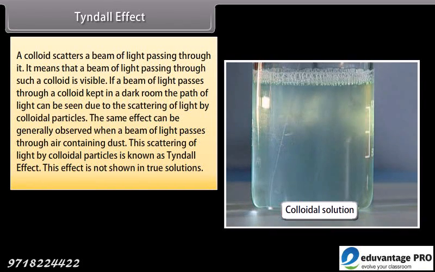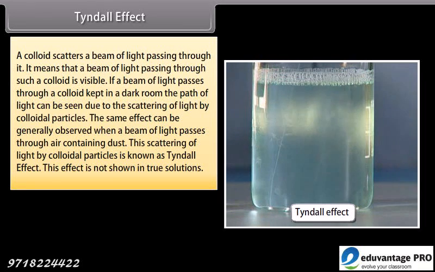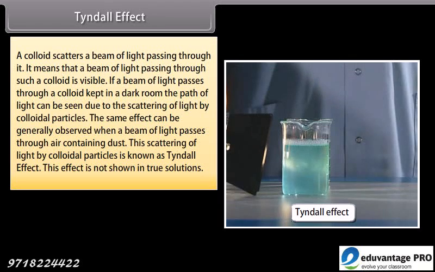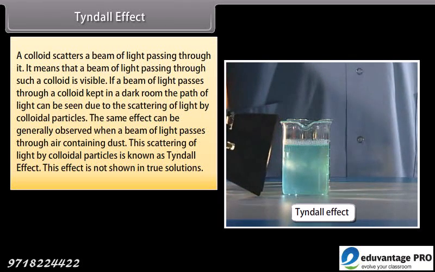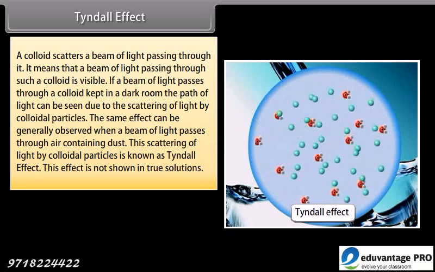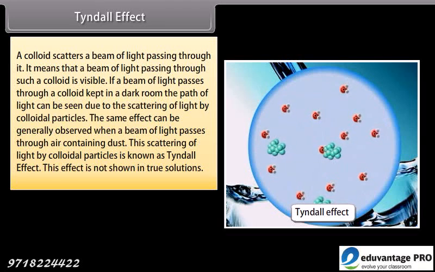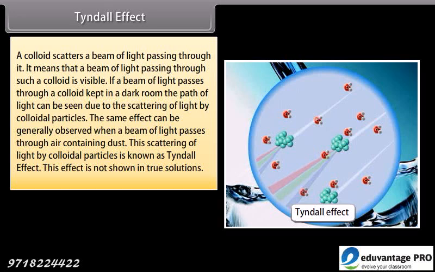Tyndall Effect. A colloid scatters a beam of light passing through it. It means that a beam of light passing through such a colloid is visible. If a beam of light passes through a colloid kept in a dark room, the path of light can be seen due to the scattering of light by colloidal particles. The same effect can generally be observed when a beam of light passes through air containing dust. This scattering of light by colloidal particles is known as Tyndall Effect.